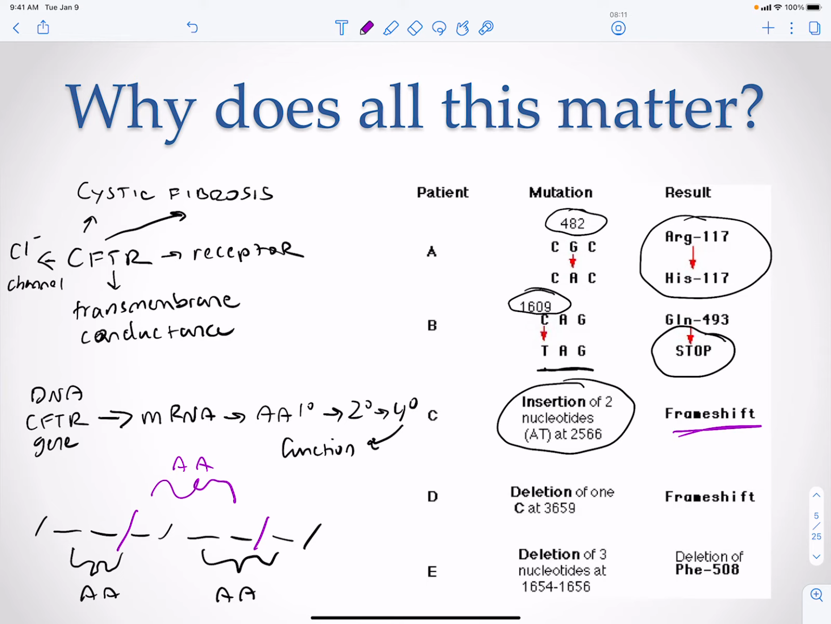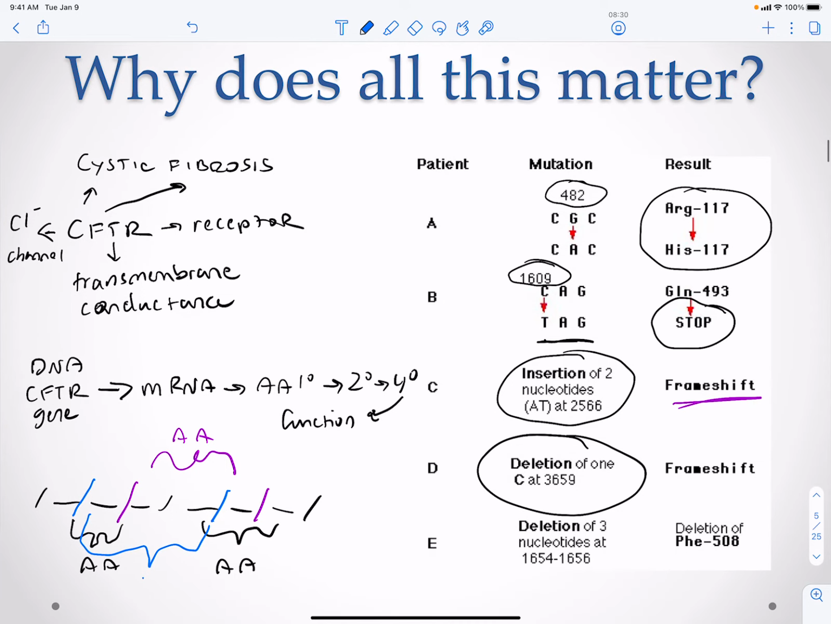A frame shift can also happen if you have a deletion. Again, in this case, we'll do it in blue. You're starting here, so you deleted that one, and now you have a frame shift again, and this blue amino acid is going to be different. So that's known as a frame shift mutation.